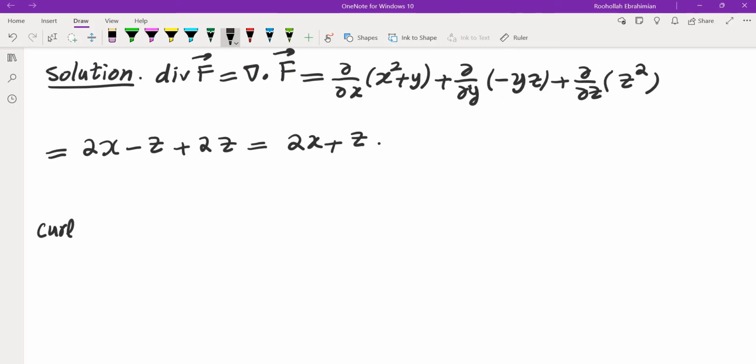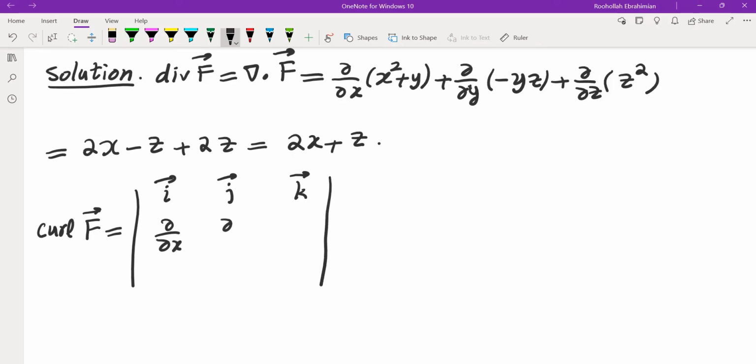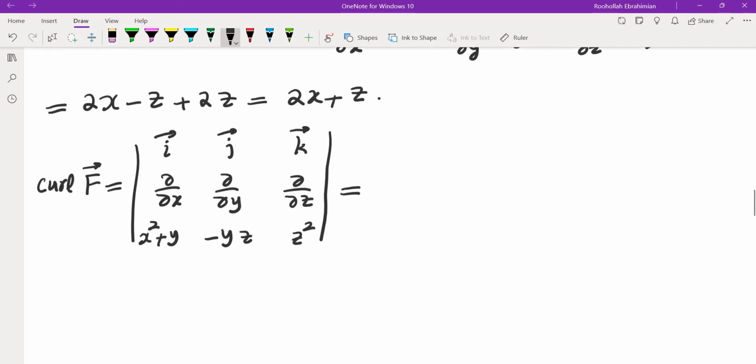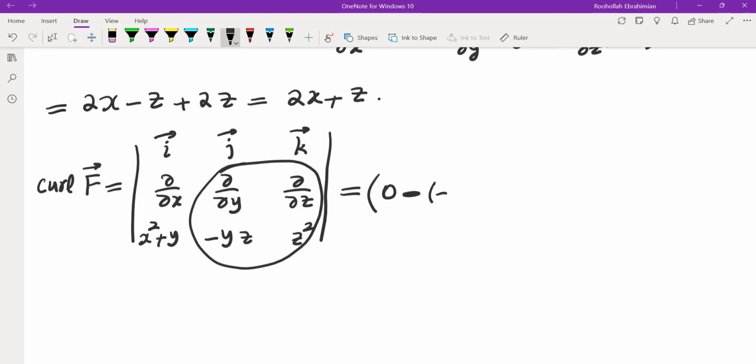What is the curl of f? That is i, j, k, partial with respect to x, partial with respect to y, partial with respect to z, x squared plus y minus yz, z squared. Okay, so let's evaluate this. So the first one is this determinant, which is partial of z squared with respect to y, that's 0, minus partial of negative yz with respect to z, so minus y.